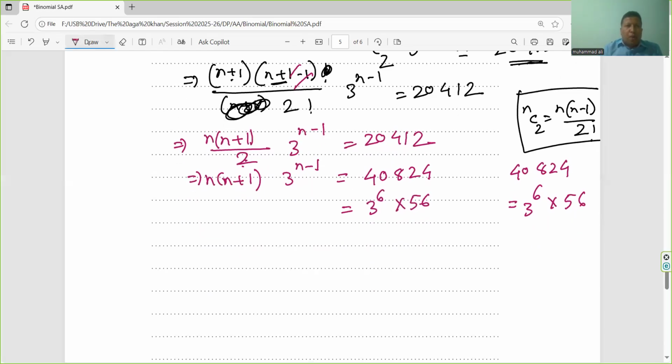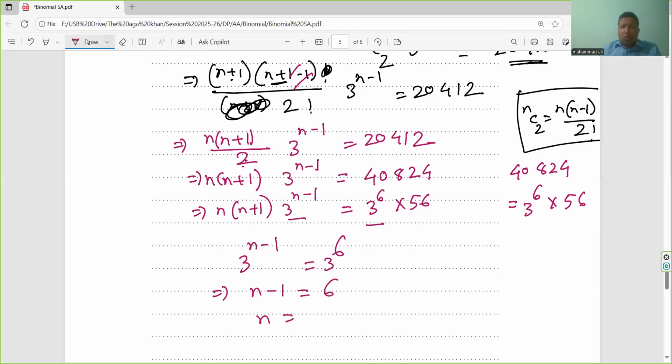So both of these parts are equal: n(n+1) times 3 to the power n − 1 equals 3 to the power 6 times 56. So 3 to the power n − 1 equals 3 to the power 6. If the bases are the same, the powers will be equal, so n − 1 equals 6. When minus 1 goes to the right side, it is plus 7. So n is positive 7. This is the answer for n.